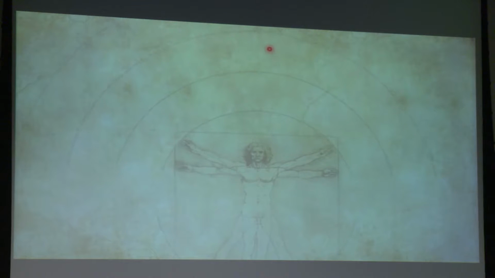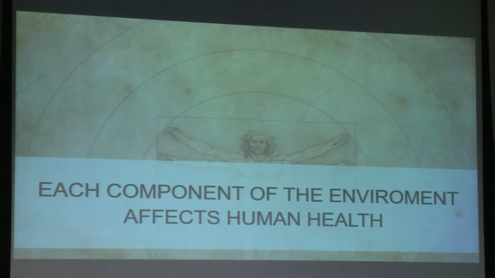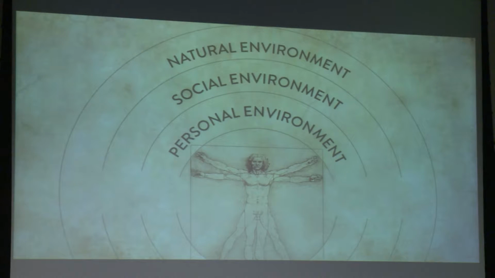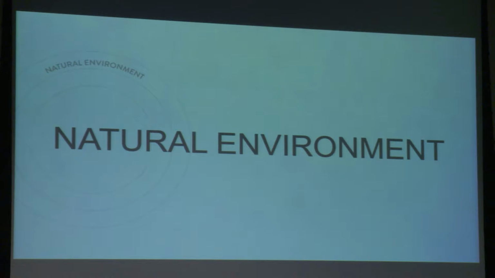The idea then is that each component of this environment affects human health, and we have to understand them separately to see how they function in the separate domains, but also how these domains interact for their integrated effect on human health and disease risk. So first, let's look at the natural environment. The natural environment, as I mentioned, is an environment that precedes humans and is the most primitive, primordial, and perhaps essential component of our environment.